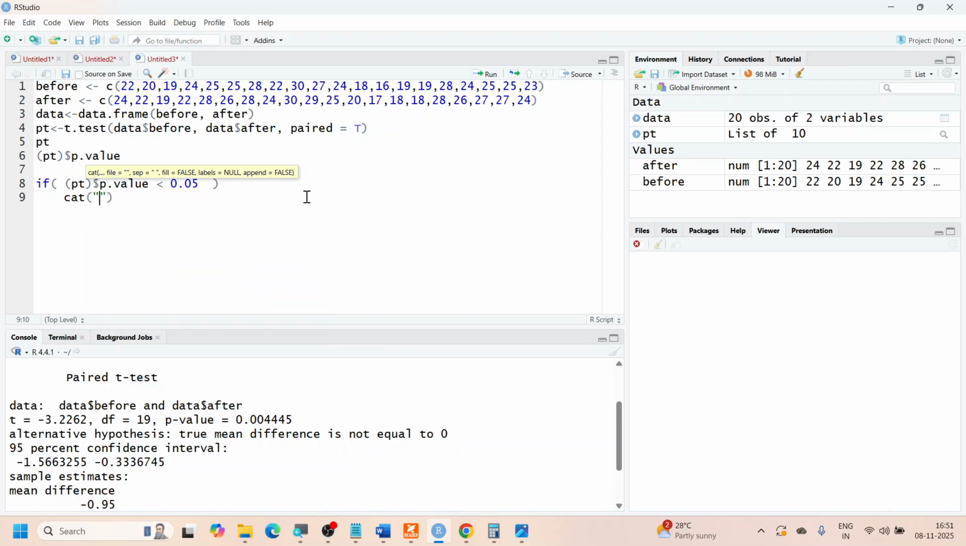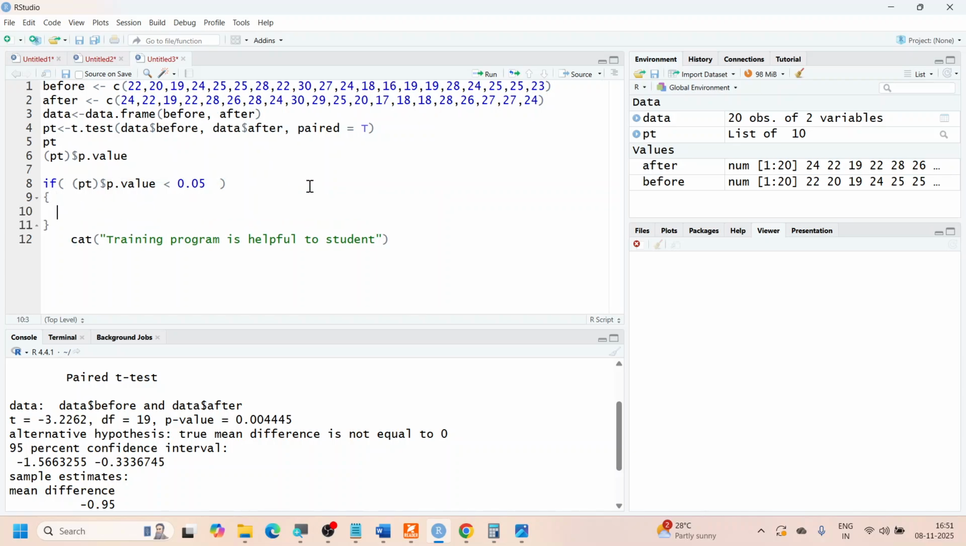You say that training, if it is there, you reject it: training program was helpful to the students, because in that case we are saying that the program is helpful. So we know that we are rejecting the null hypothesis. In plain English, we are rejecting the null hypothesis. Let me just put a flower bracket, not really required, just for the sake of writing it nicely.